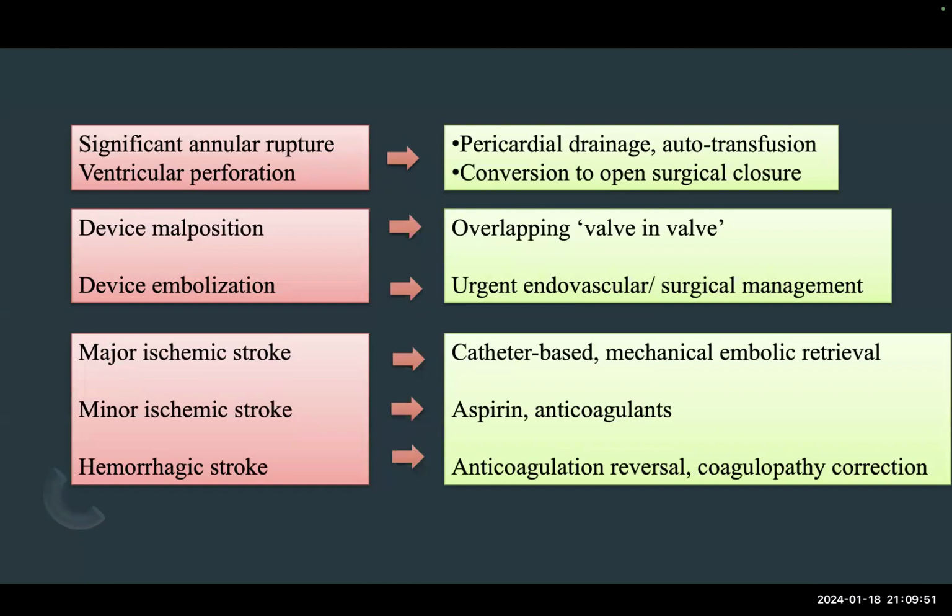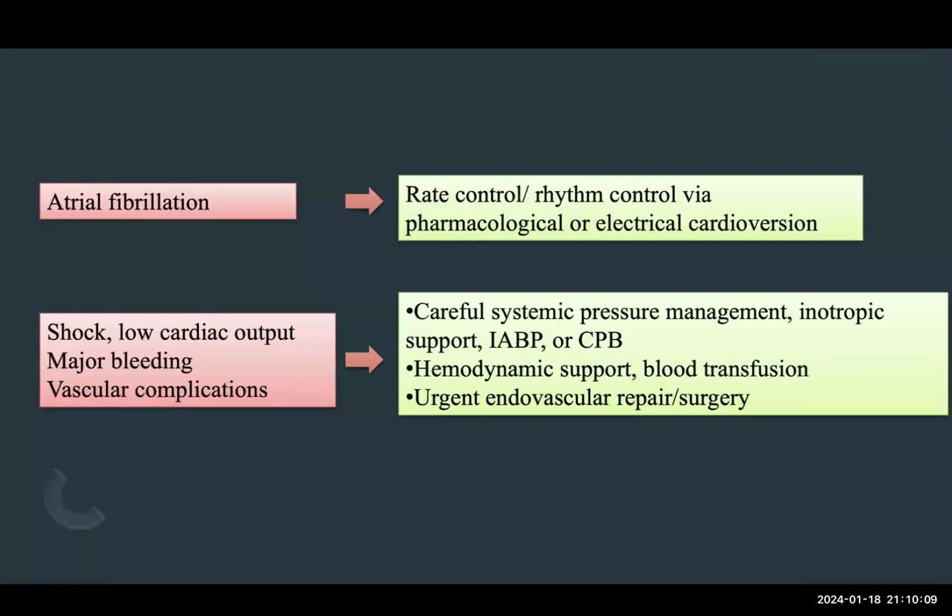Major ischemic stroke, minor ischemic stroke, or hemorrhagic stroke: we always have a surgical or neurointerventionist on board, in case of stroke, to retrieve whatever is embolized. Atrial fibrillation can happen, treatment as usual, but it's one of the things that you need to mention.